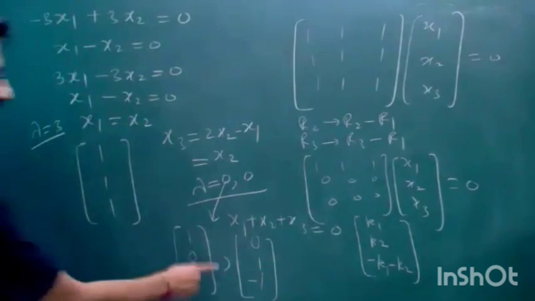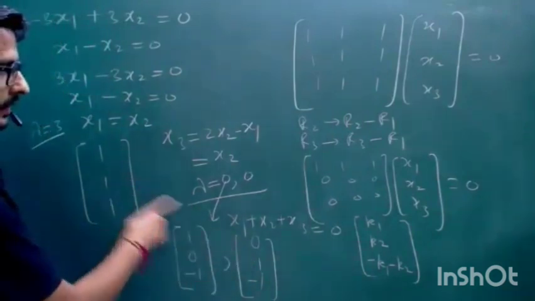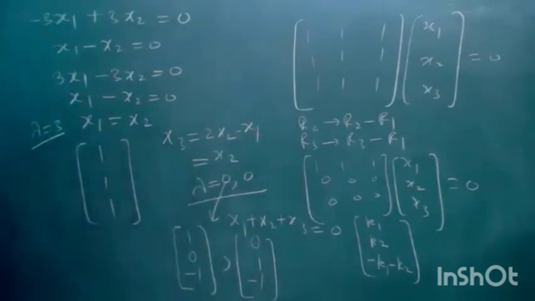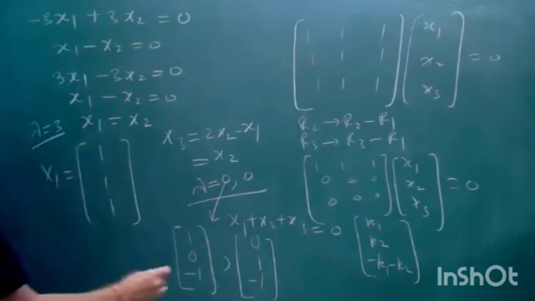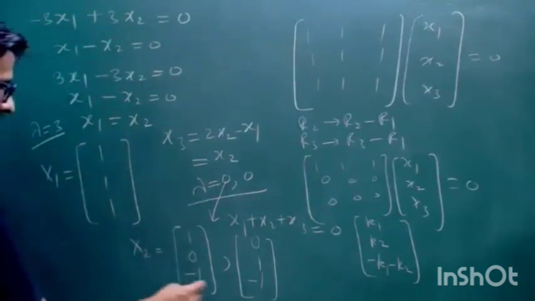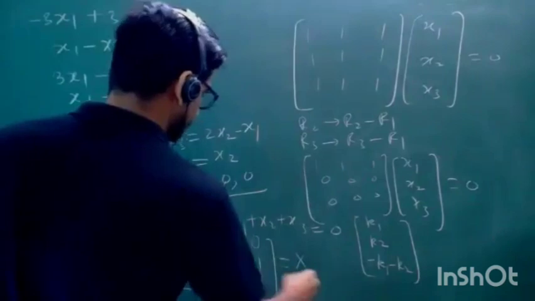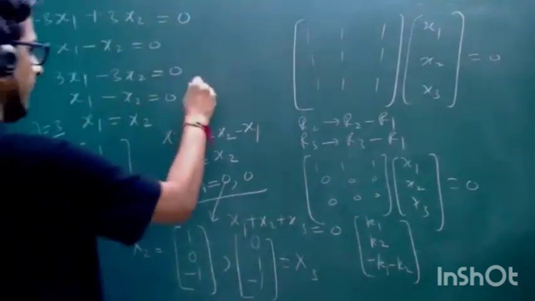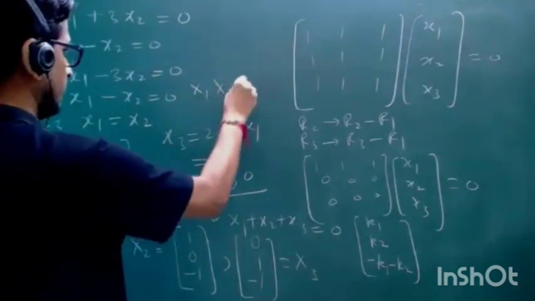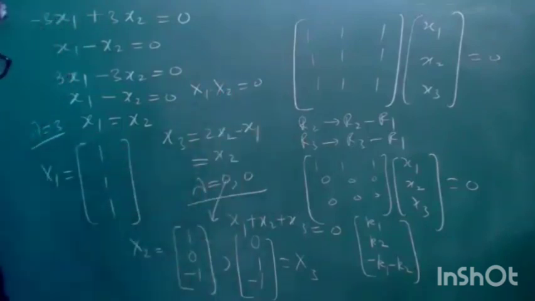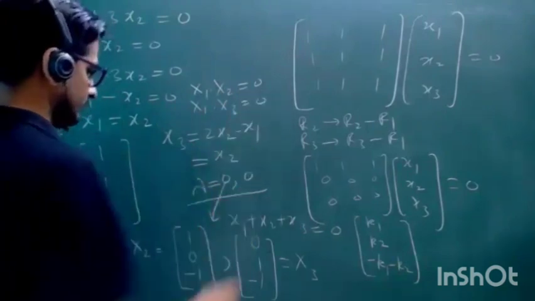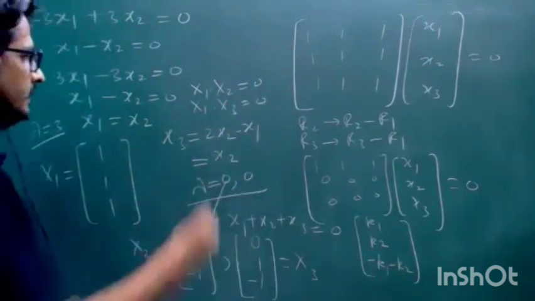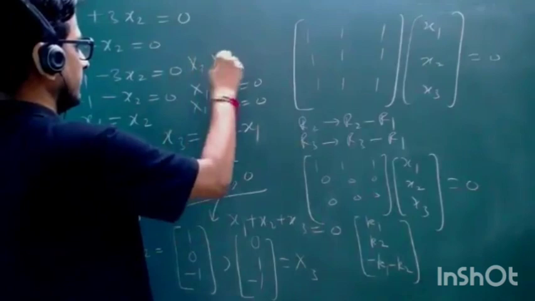And see, these are orthogonal also. These are perpendicular because this is a symmetric matrix. So suppose this is x1, this is x2, this is x3. So if you see x1 dot x2, that is 0, x1 dot x3 is also 0, and dot product of this is also 0, x2 dot x3 is also 0.